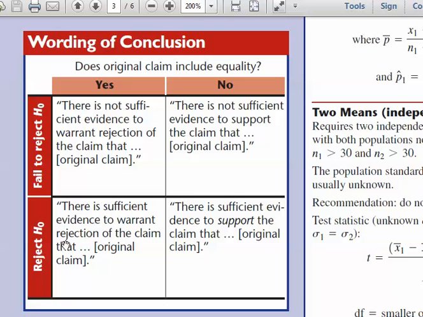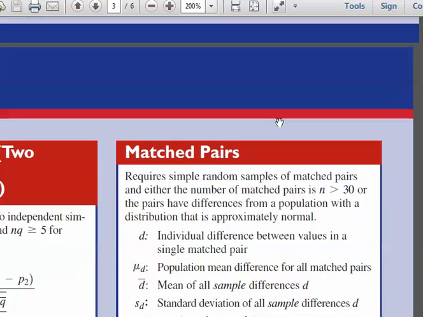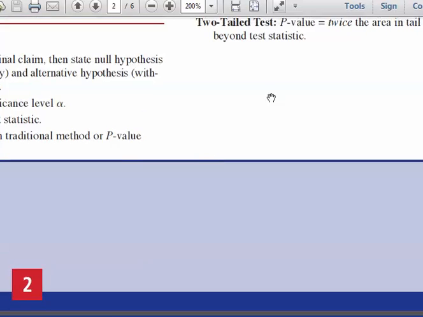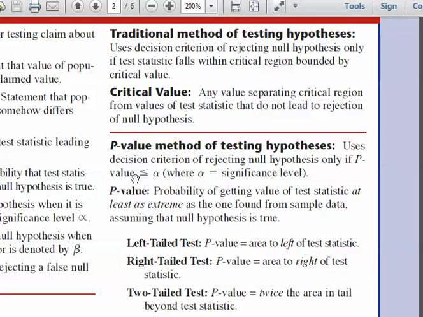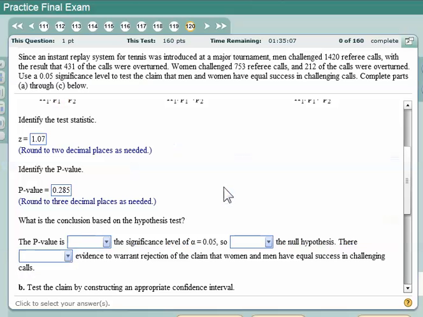Well, that's a good question. That question depends on what we remember about the p-value compared to the significance level. And here's what it says. You use the decision criterion to reject the null only if the p-value is less than or equal to alpha, where alpha is that significance level. So what was it? Do you remember? Alpha was 5%. Okay, so the significance level is 5%.